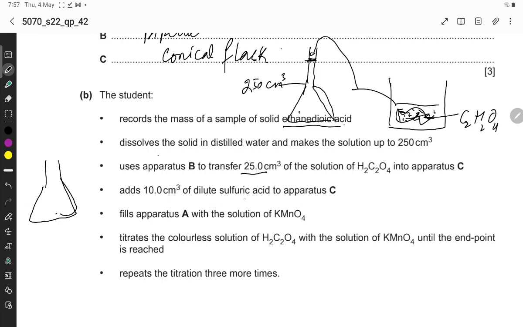Add 10 centimeter cube of dilute sulfuric acid to apparatus C. First add H2C2O4, about 25 centimeter cube, with the help of the pipette, then add 10 centimeter cube of sulfuric acid.